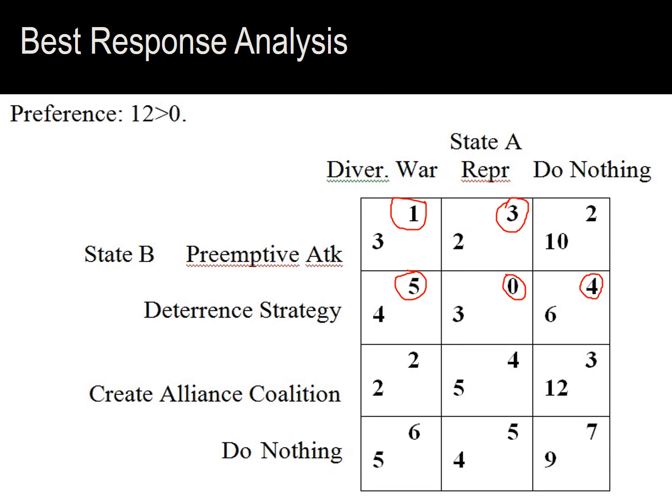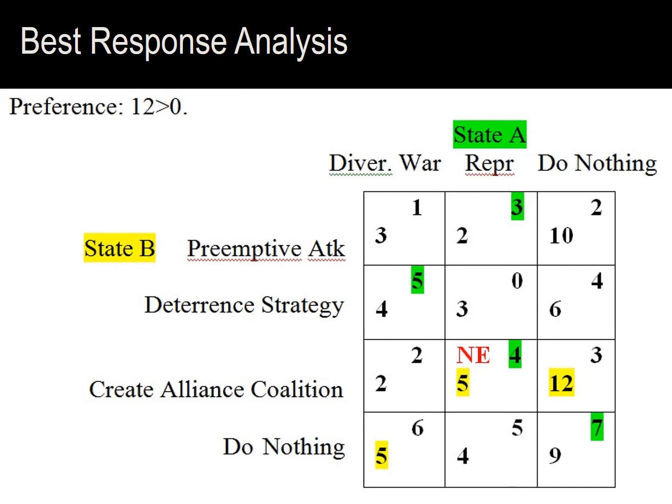Now let's look at state B's choices. State B has a preemptive attack with the value 3, 2, and 10. So versus deterrent strategy, 4 is better, 3 is better, but here 10 is better than 6. So there's no dominant strategy there. Between deterrent strategy and creating a coalition, 4 is better than 2, but 5 is better than 3, so nothing there. Between creating an alliance coalition and doing nothing, 5 is better than 2, but 5 is better than 4. So, and we can go through many different combinations, but there simply isn't a dominated strategy here. So we're going to have to apply instead.